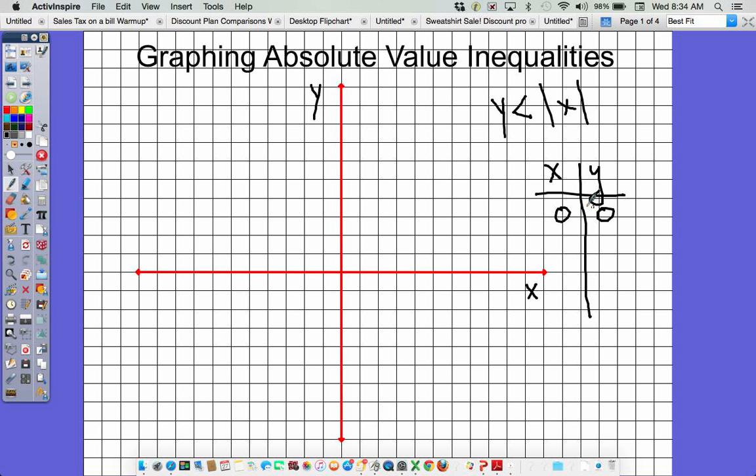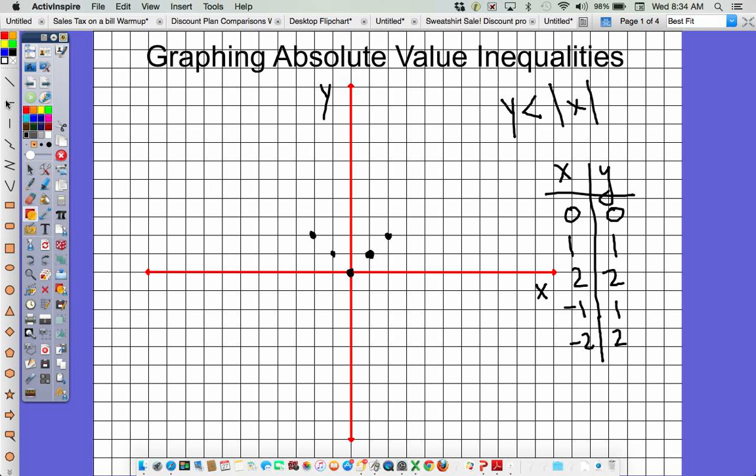So if we plot the point x equals 0, we fill in 0 for x, then y would be 0. There's 1 point. If x equals 1, the absolute value of 1 is 1. If x equals 2, the absolute value of 2 is 2. And you could see how for negative 1 and negative 2, you get the absolute values of those, and you get 1 and 2.